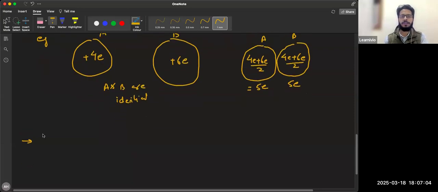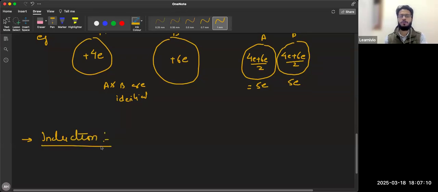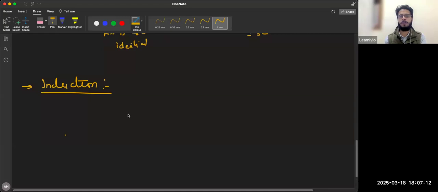After charging by conduction, there is charging by induction also. So induction, what happens is you have a body. This is a conductor.